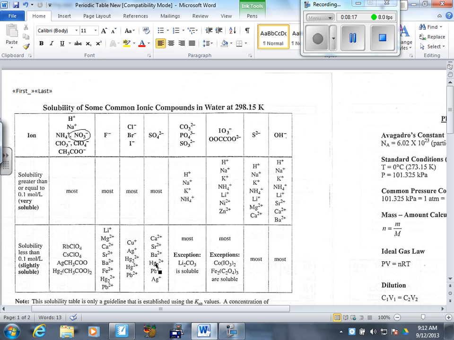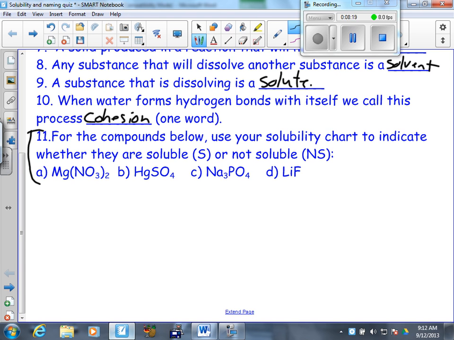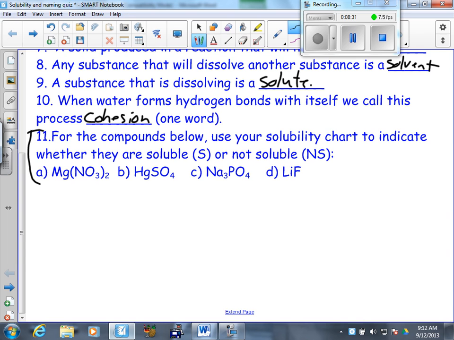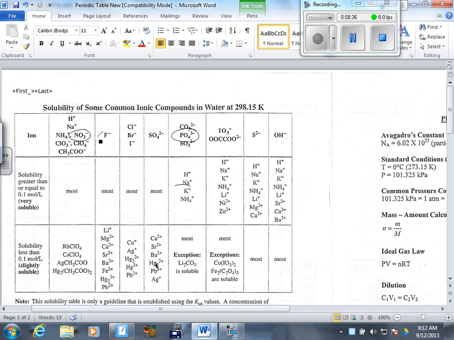All right, next one here. We've got sodium phosphate. So we look up phosphate. PO4 is right here. Soluble or not? Soluble. And lastly, lithium fluoride. Oh, I think we looked at that one. So fluoride, soluble. Nope, not with lithium. So that one is insoluble. Pretty easy? So that's all you have to do with that.